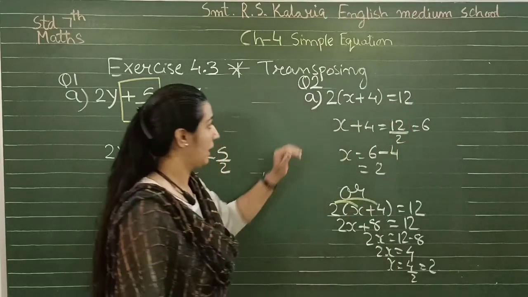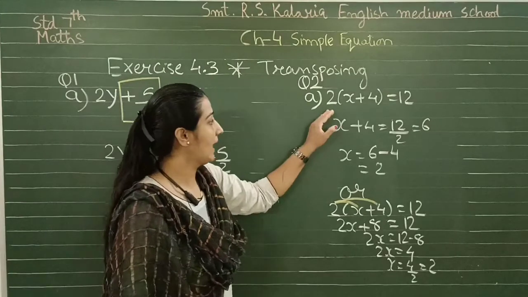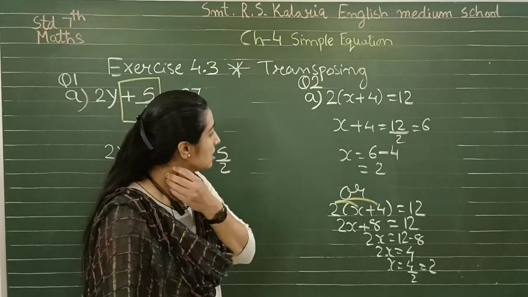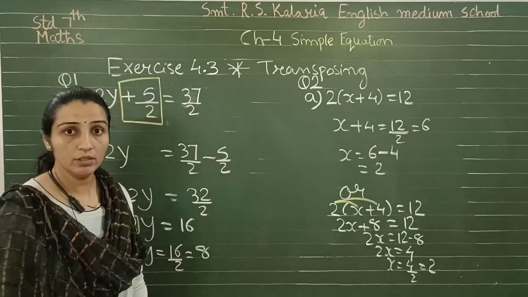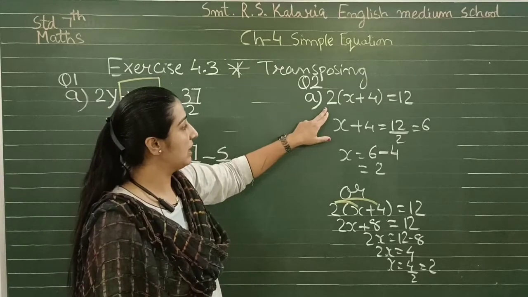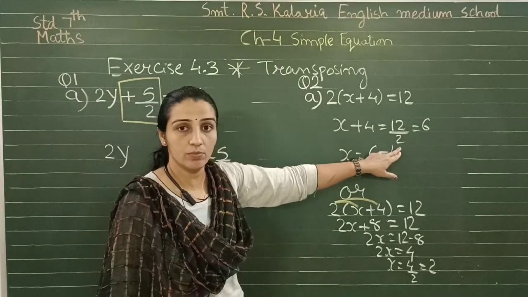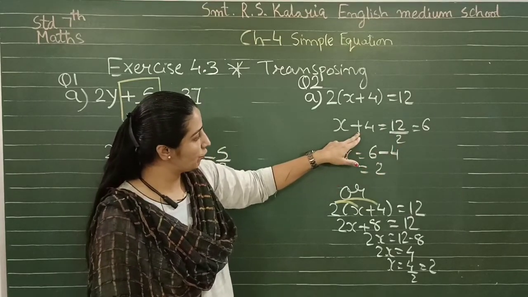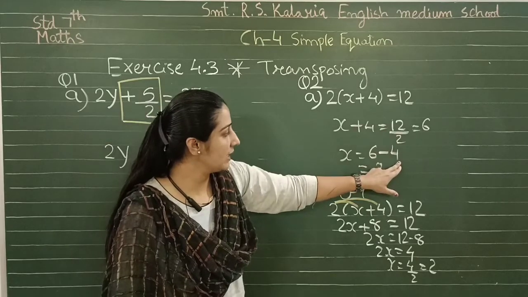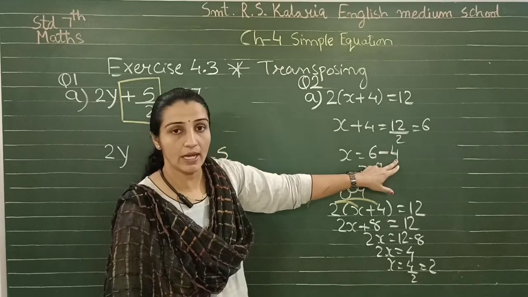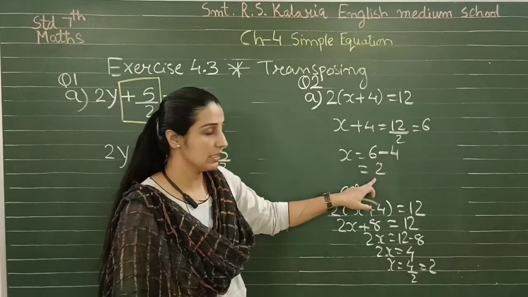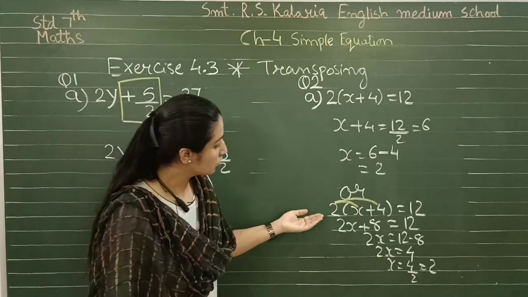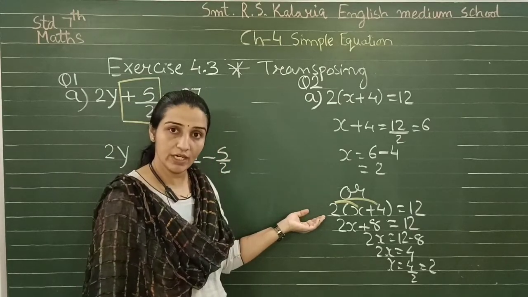Question 2a, 2 bracket x plus 4 bracket closes is equal to 12. This sum can be done by two different methods. First, this 2 which is in multiplication position will go to the division position. 12 upon 2 is 6. Now this plus 4 I will take to another side, that is right hand side, so it will become minus 4. 6 minus 4 is 2. Second step is, here you solve this bracket here on the left hand side only.